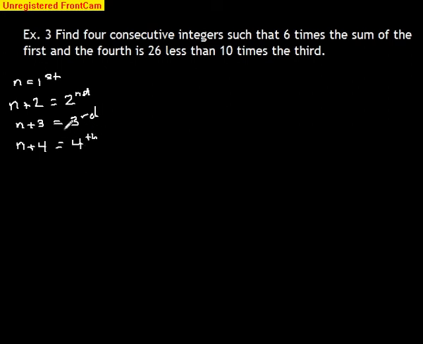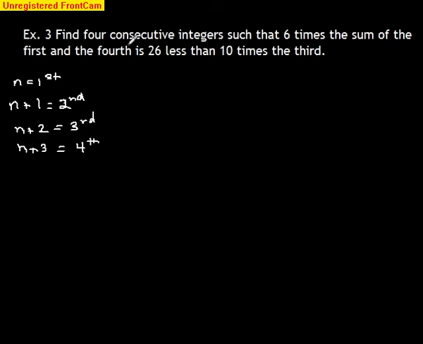And I messed up. That was bad. Let me erase all these. What did I do wrong? You want to see that? The first one is n equals the first, n plus 1 equals the second, sorry. N plus 2 equals the third. N plus 3 equals the fourth. So n, n plus 1, n plus 2, n plus 3.